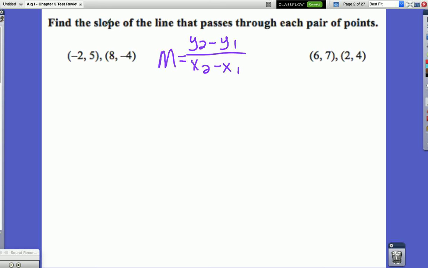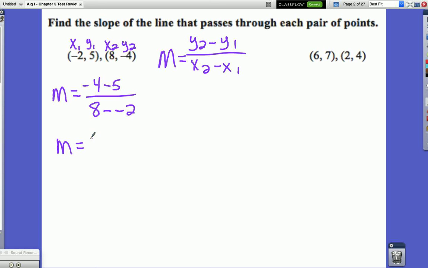So every time you're asked to find the slope, take your points and label them. So x1 and y1 above your first point, x2 and y2 above your second point. And we just plug in the numbers. M equals y2 negative 4 minus y1, which is 5, divided by x2, 8, minus x1, a negative 2. Now simplify. Negative 4 minus 5 is negative 9. Two negatives become a positive, so over 10, and that can't be simplified, so that's our answer.